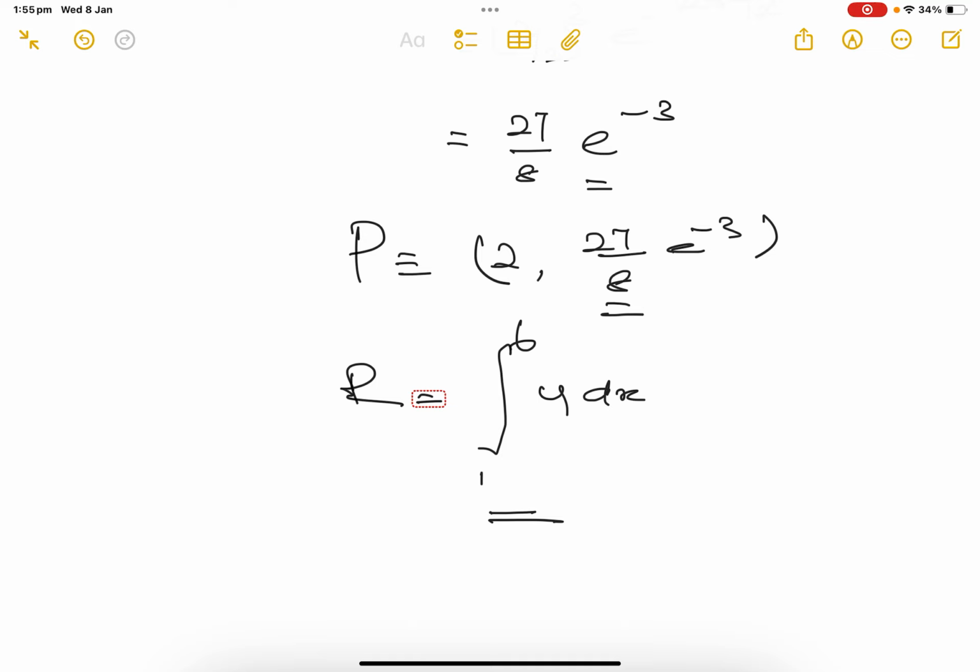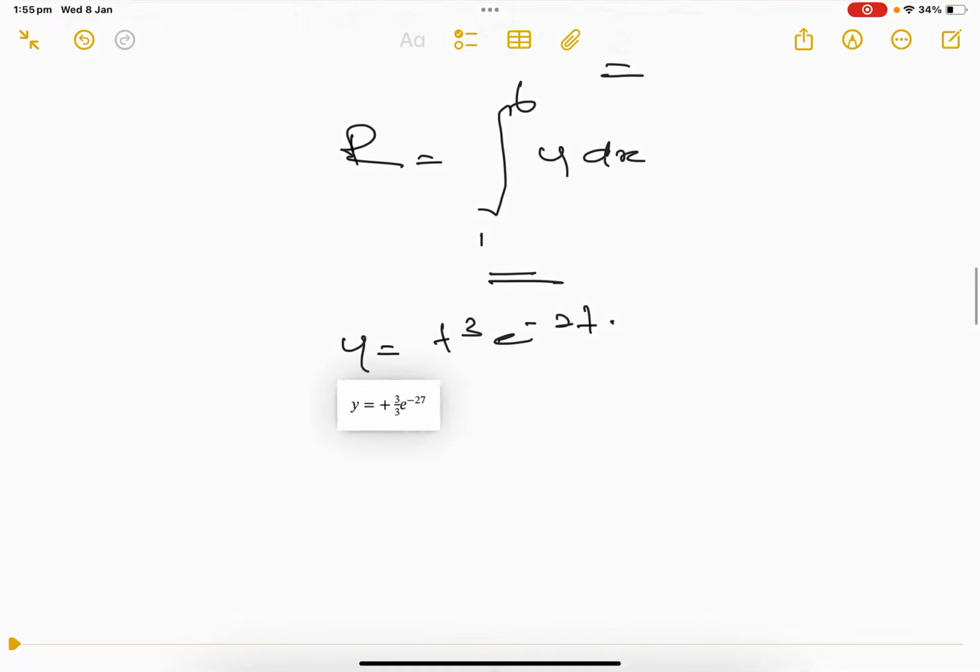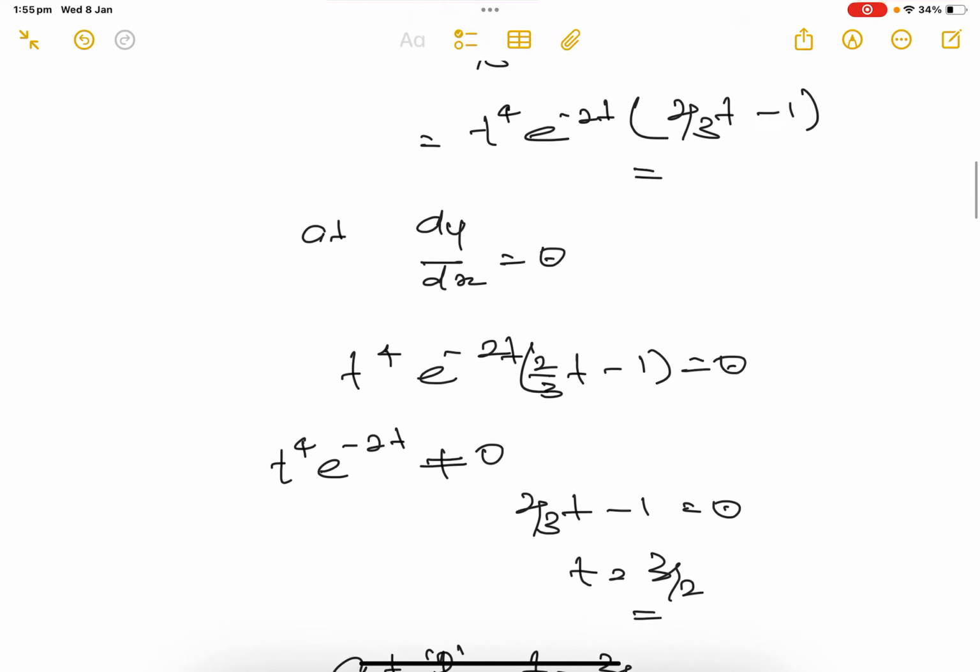But what we know is y and dx in the form of t. So let's change everything to t. y we know: t cubed e to the minus 2t. dx we know from dx over dt, which equals minus 3 over t squared. Let's double check.